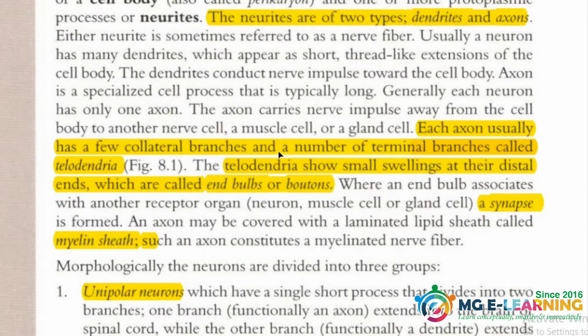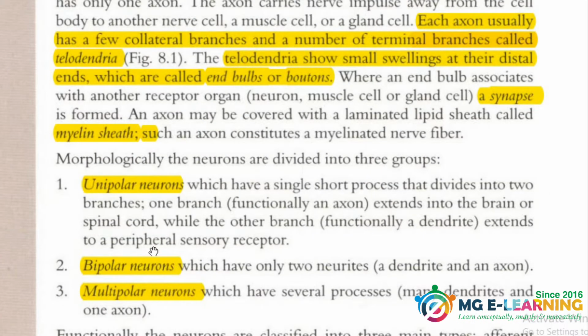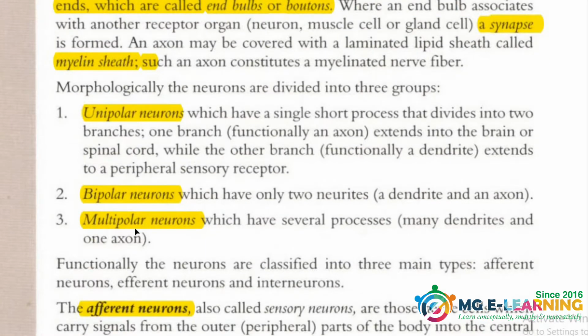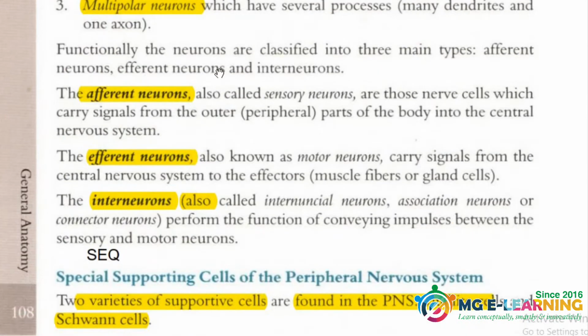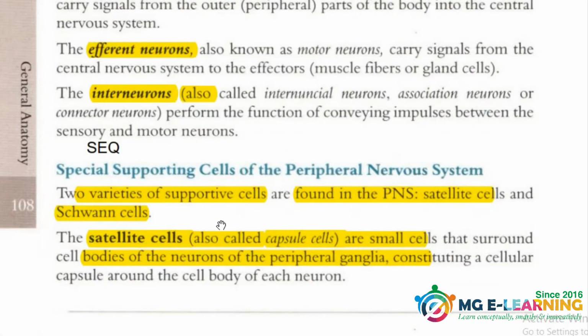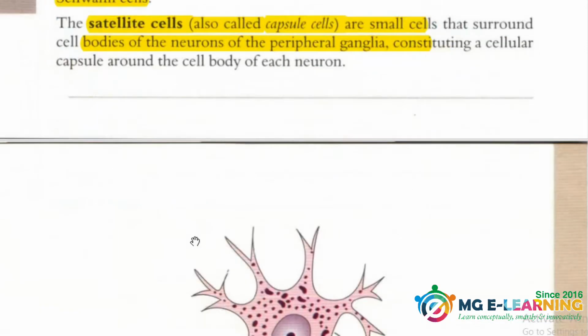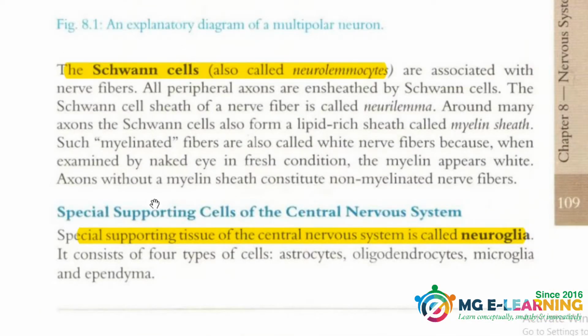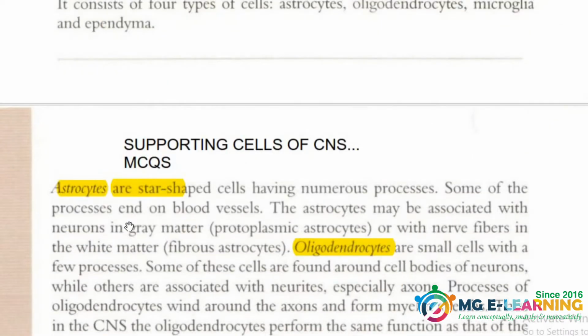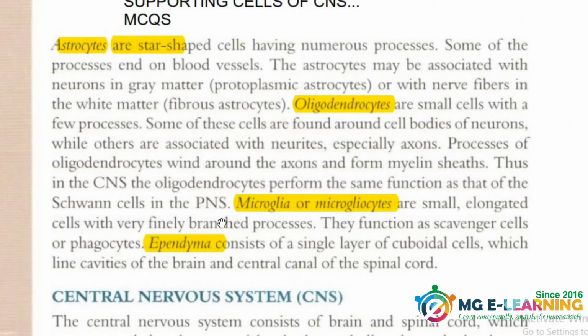This is the structure of the neuron. So you have to do all the highlighted points. There are different types of neurons, so do all the neurons. This is important for your SCQ. The special supporting cells of the peripheral nervous system are again important for your SCQ, and Schwann cells are again the supporting cells. Now the supporting cells of the central nervous system are again important for your MCQs. The astrocytes and the oligodendrocytes, you just need to know the names.